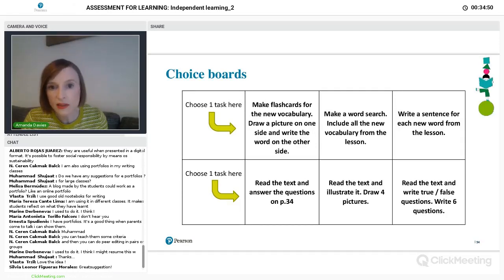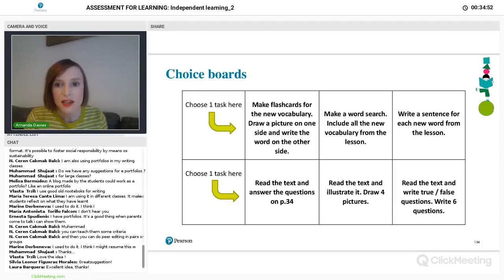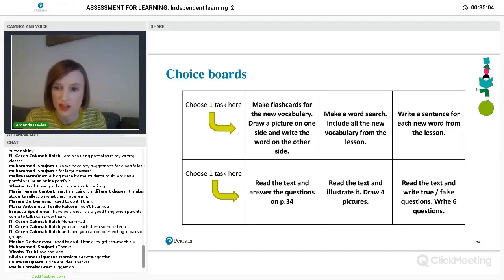So here for the vocabulary, they could make flashcards. They could make a word search, or they could write a sentence for each word. And then for the reading, the first task was just simply the task in the book. Another option was to read the text and draw pictures. So again, they had to read the text closely to illustrate it well, or write true and false questions. Again, the third task there is a little bit more challenging.